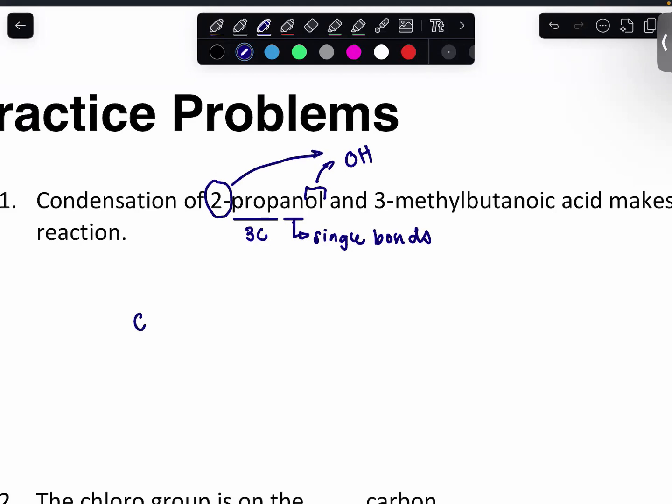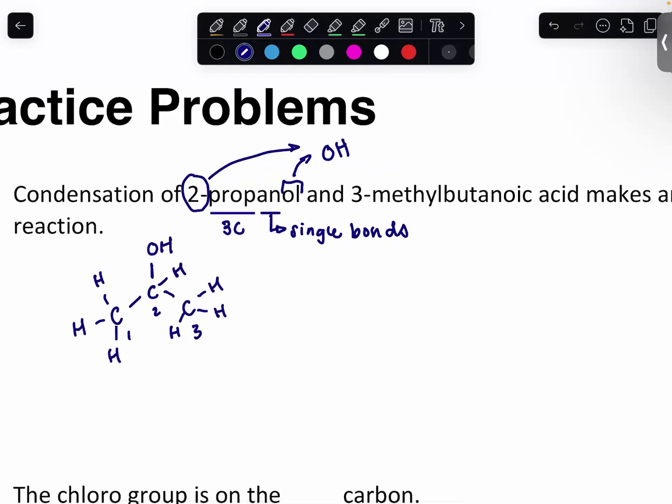So we need 1, 2, 3 carbons. We need an OH on the second carbon, and everything else can be filled in with hydrogens. So that's 2-propanol. Everyone following so far? Okay. We're going to do the same thing with our other one.